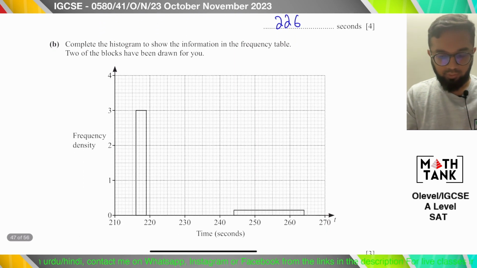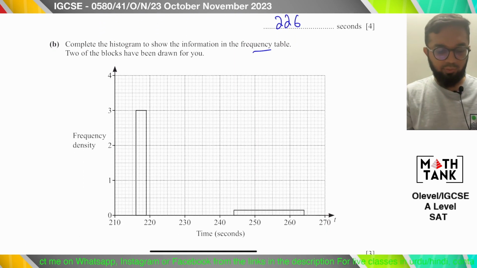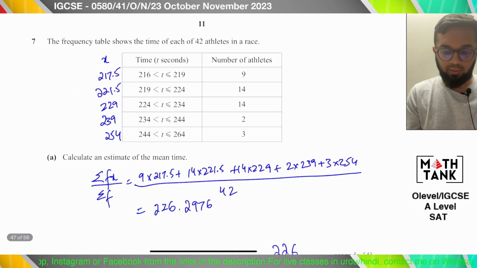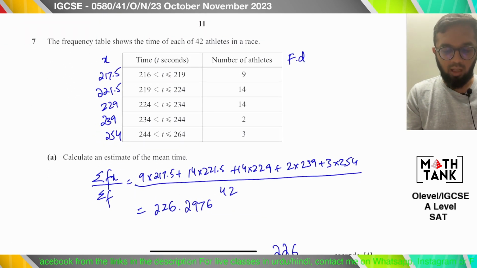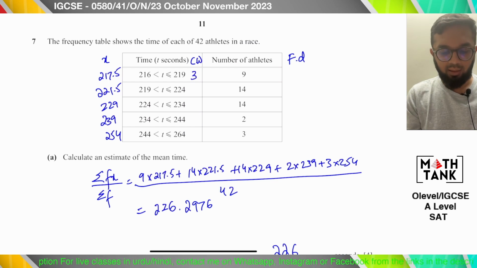Complete the histogram shown in the frequency table. A histogram is drawn against the frequency density. A frequency density is frequency divided by the class width. I don't have the class width. Let's first calculate that. That's 3, that's 5, that's 10, 10, and 20.